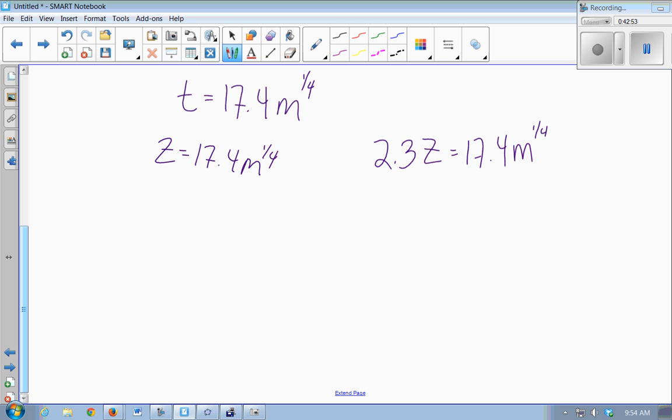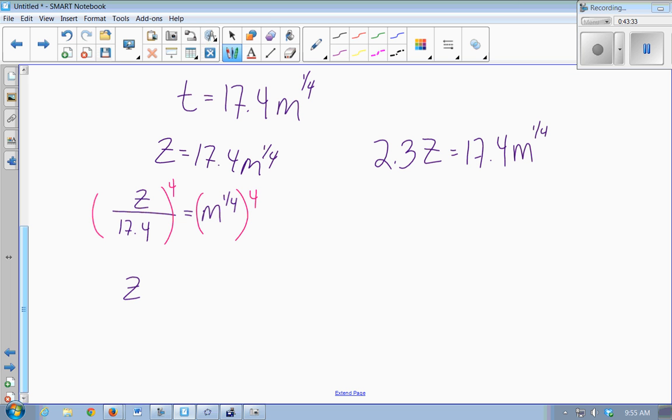So I'm going to divide by 17.4. Z was a terrible letter choice since I have 7s and 2s in here. M to the 1/4. And then how do you undo M to the 1/4? How would you get that as a plain old M to the first? Raise it to the 4th power. Yeah. So when you raise a power to a power, you multiply the exponents, and 1/4 times 4 would give me M to the 1st. So I'm going to multiply both sides, raise both sides to the 4th power.